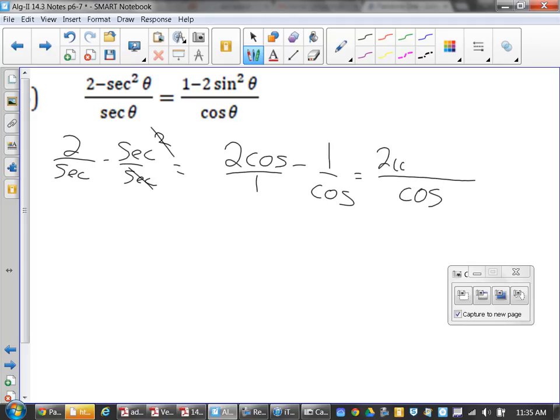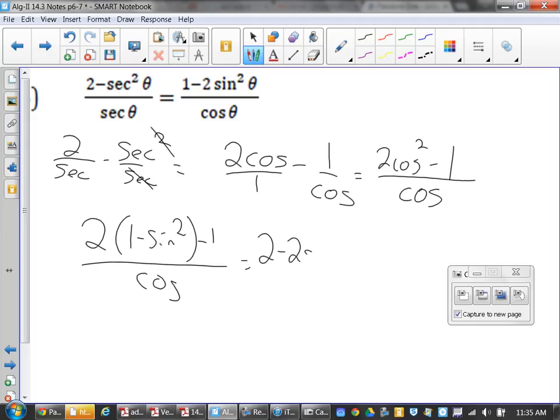So now you have 2 cosine squared minus 1, cosine. And what's cosine squared stand for? Cosine squared is 1 minus sine squared. So now you have 2, distribute. And what are you left with? 1 minus 2 sine squared.